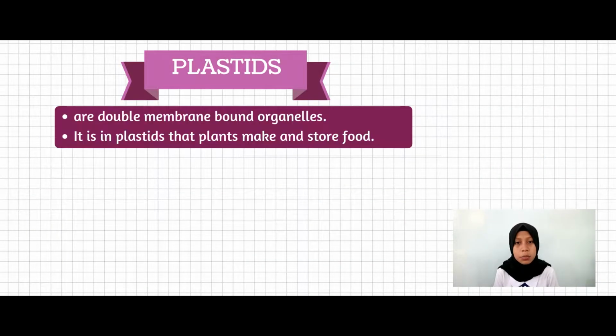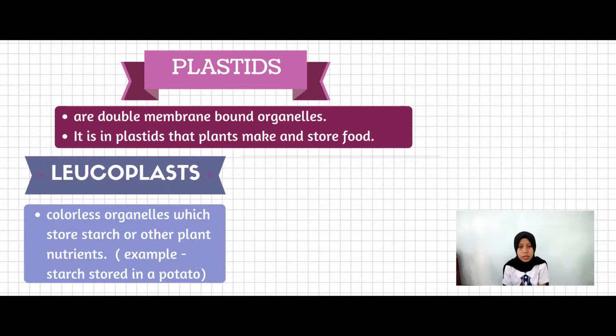Plastids are double membrane bound organelles. It is in plastids that plants make and store food. And there are two main types. Leucoplasts, colorless organelles which store starch or other plant nutrients. Example: starch stored in a potato.